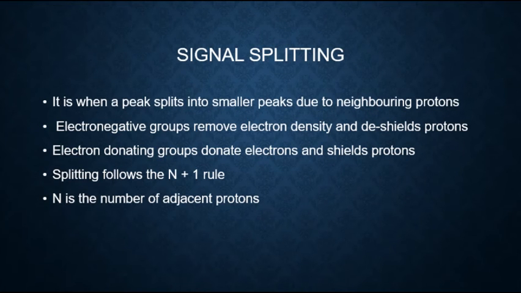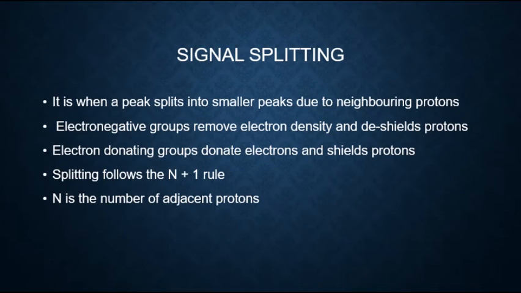Electronegative groups remove electron density and are de-shielding and tend to move NMR signals from neighboring protons further downfield to higher ppm values closer to 10. Electron donating groups push electron density onto the nucleus and thus have a shielding effect and move NMR signals upfield to lower ppm values closer to 0 or TMS.